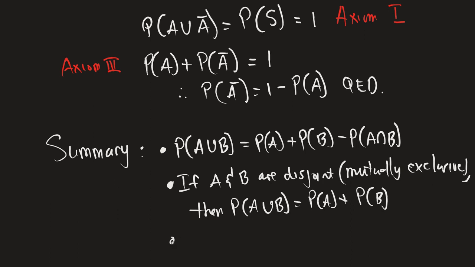And then the third result tells us how to find the probability of a complement. It gives the relationship between the probability of a complement and the probability of the event, right? So definitely make a note of these. And then in subsequent videos, we will see how to actually utilize them.